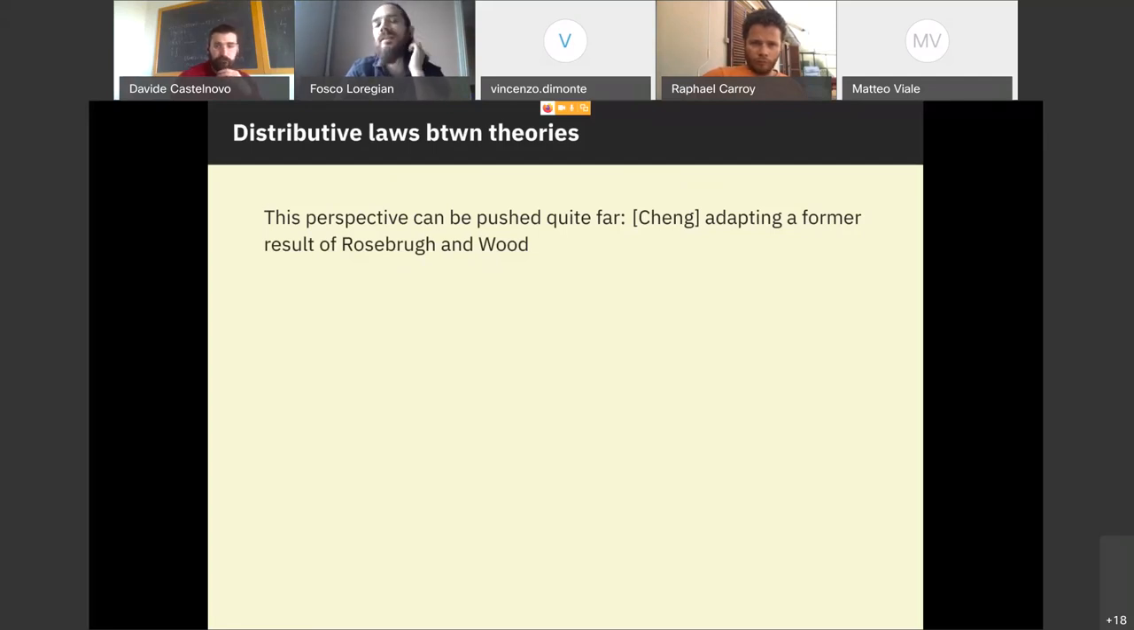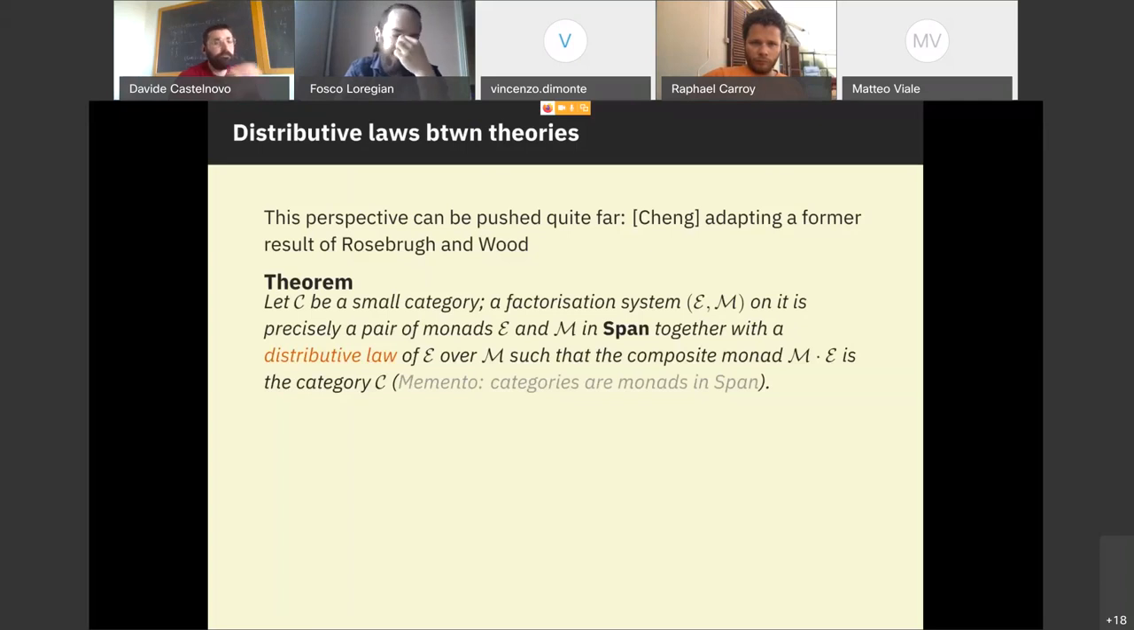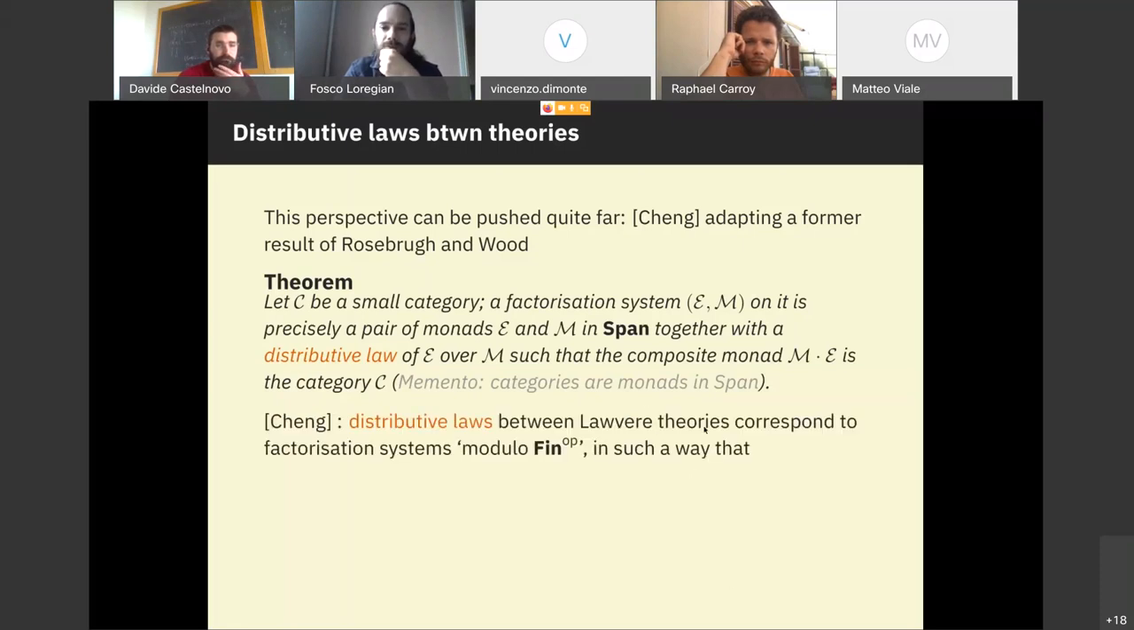theories are finitary monads on the category of sets, but we know what distributive laws between monads are. So in theory, there should be a notion of distributive law between Lawvere theories. Well, adapting this old result by Rosebrugh and Wood, Eugenia Cheng was able to prove that a distributive law between Lawvere theories is exactly the same thing as a certain factorization system, so a very well understood categorical gadget, in the category of Lawvere theories, that has a certain property of admitting of being insensitive of morphisms that are in the image of P.